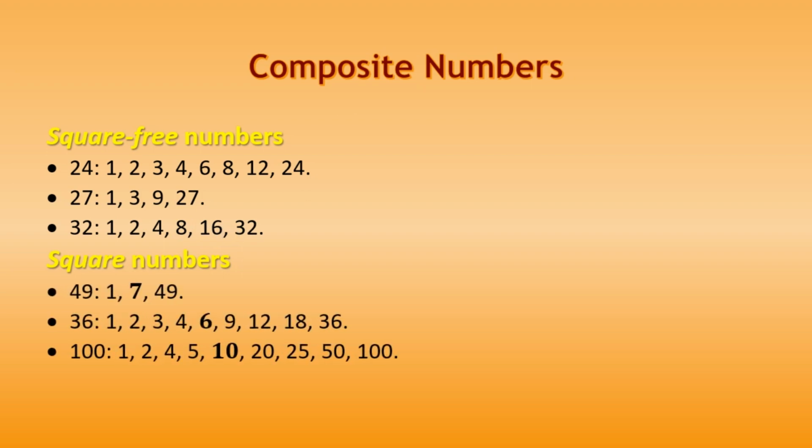As for the square numbers, let's take 36 for example. 1 and 36 are already there. 36 divided by 2 is 18. 36 divided by 3 is 12. 36 divided by 4 is 9. 36 cannot be divided by 5, but 36 divided by 6 is 6 itself. Therefore, 6 is the square root of 36.